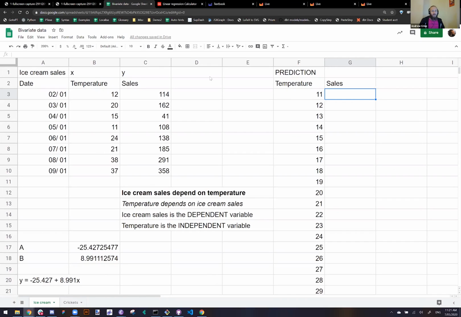The sales is the Y, so Y equals this thing. So I need to do this operation, minus 25.427 plus 8.991 times the value in this column. I'm going to write that out like this. If this is the first time you've used a spreadsheet like this, then I highly recommend it.